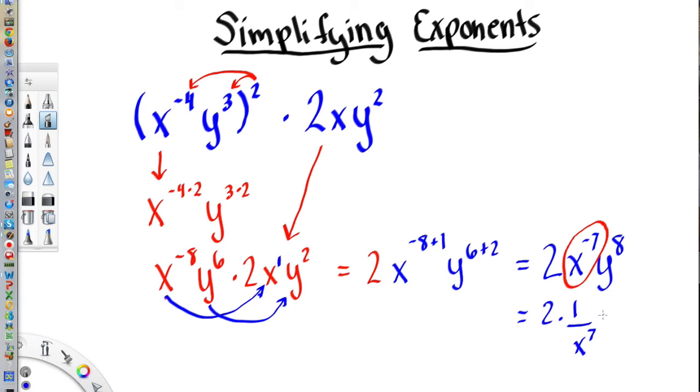And then my y to the 8th power comes down here. I need to clean this up, and I'm going to get 2 y to the 8th power divided by x to the 7th power. And that's it in simplest form.